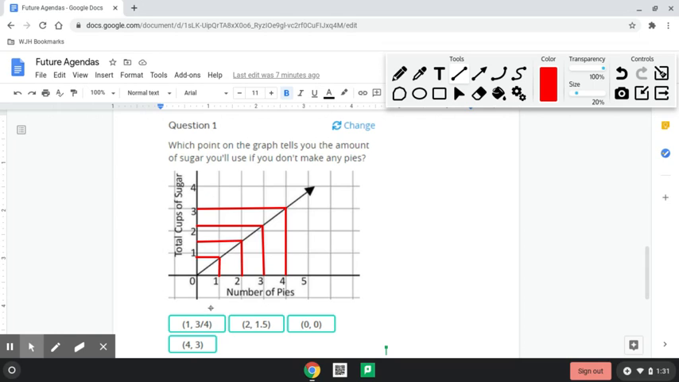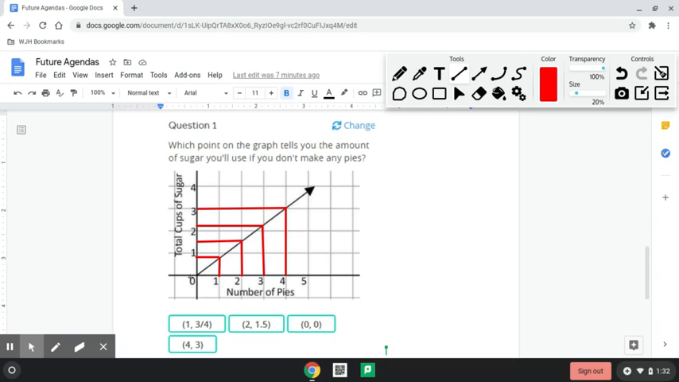But for 0 pies, I purposefully did that one last. We go all the way over here, and we can't really make that arc. But there's only 1 0 right here, and what that means is that this 0 applies to both the total cups of sugar and the number of pies. And this point is actually called 0, 0. So this is the right answer right here.